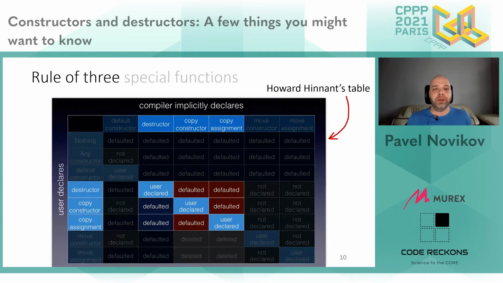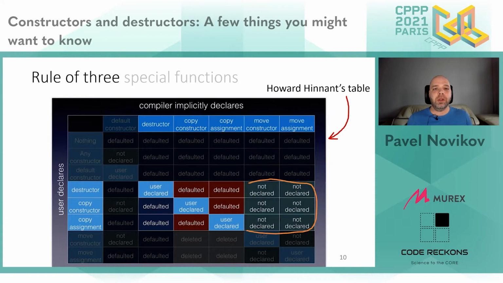So next is the rule of 3 special functions. So let's consult Howard Hinnant's table once again, and we see that if we define destructor or one of the copy operations, the other ones are defaulted. And this is kind of scary because the chances are that if you define one of them to manage resources manually, you want to define all of them. So you don't have leaks and you manage resources properly on all of those operations. And when you define one of them, all of the move operations are not declared. This is what we want, actually. But the scary part is the copy operations.